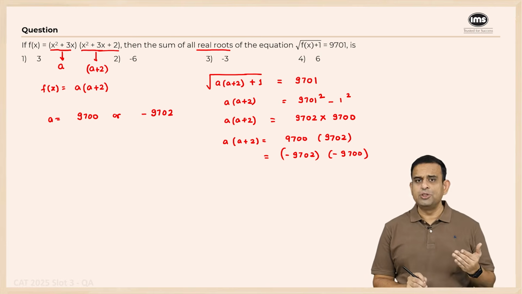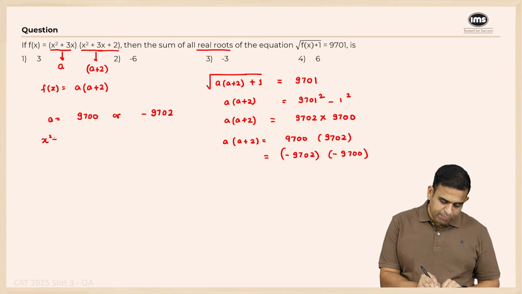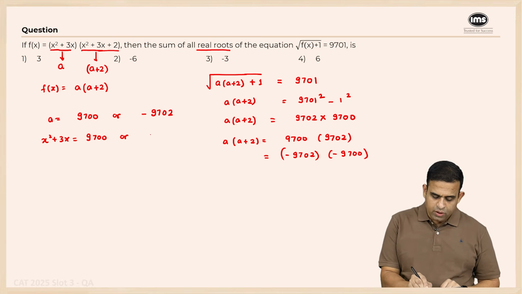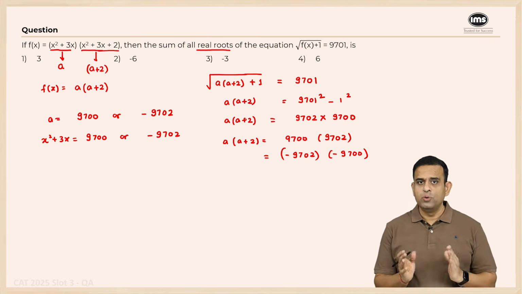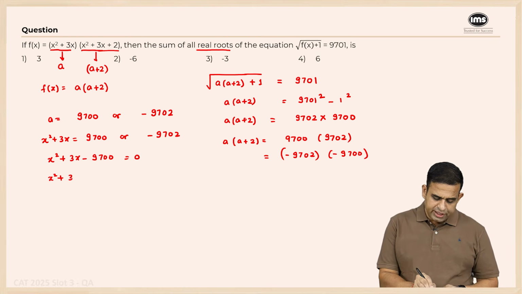And then since your a was nothing but x square plus 3x, you will take x square plus 3x to be equal to 9700 or minus 9702. Then this will give you two possible quadratics. So one would be x square plus 3x minus 9700 equals 0. And the second one would be x square plus 3x plus 9702 equals 0.